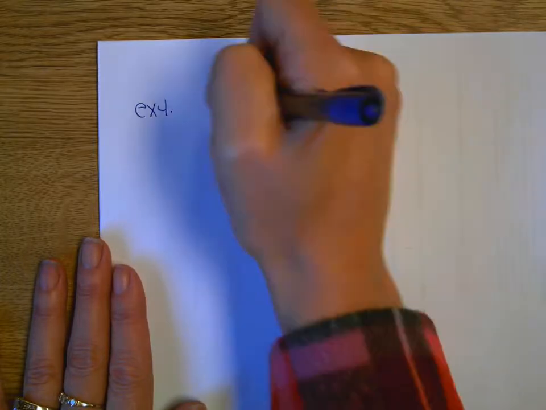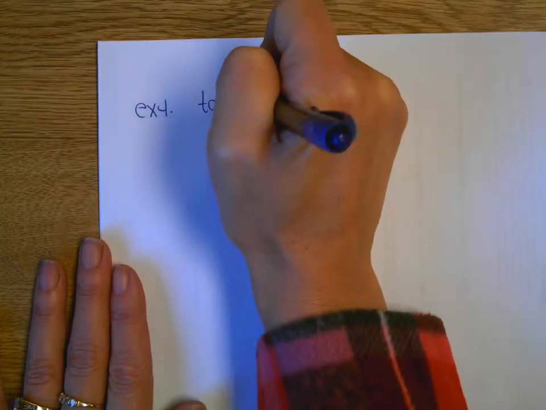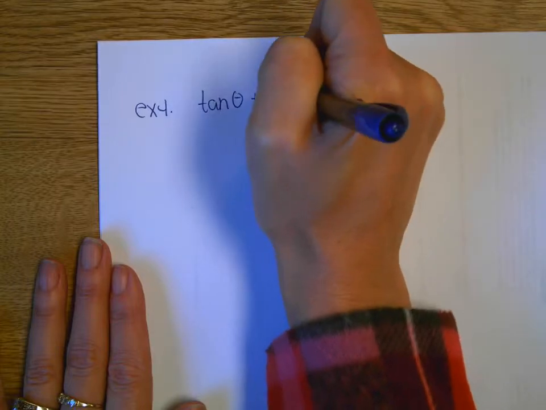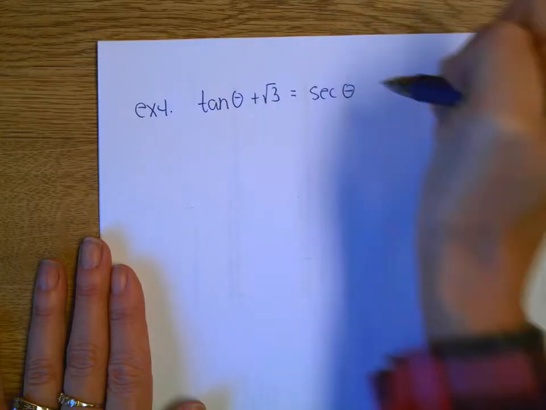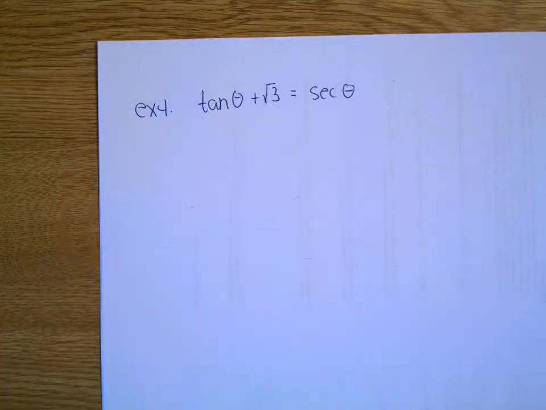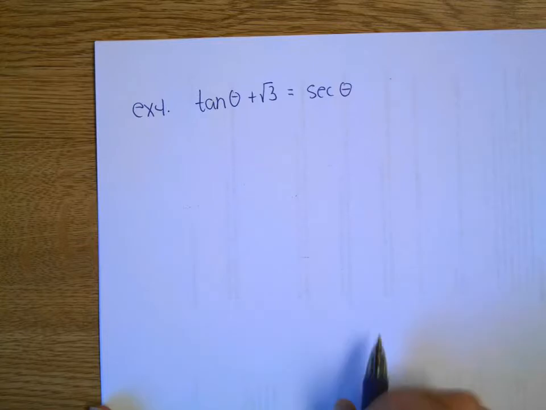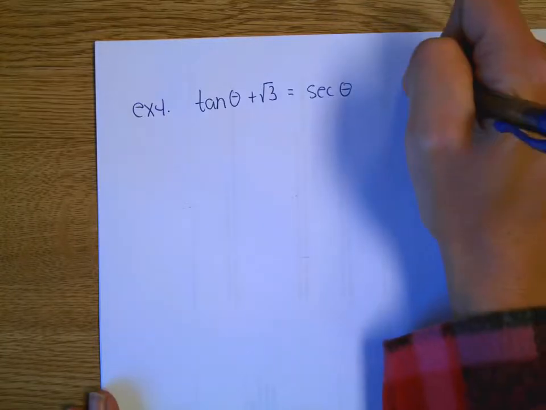So, we've got tangent of theta plus the square root of 3 equals secant of theta. Oh, I think I threw away that half sheet. Dang it. I'm going to dig that back out. Okay. This one. There's no factoring for us to do because I've got a tangent and a secant. The trick to doing this one is to square both sides. So it's just a trick.